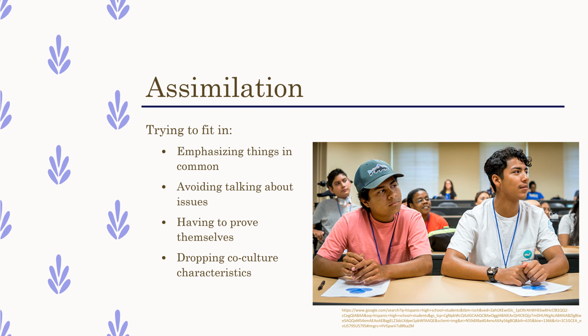Even though the Hispanics were technically the majority of the school itself, they were still the co-culture of the larger society and felt the same pressures described in the co-culture theory. They did things like emphasize the things that they had in common with the whites and avoid talking about racism at all. They also felt that they had to work a lot harder than the whites to prove themselves, and they worked to drop accents and avoid certain styles of clothing so that they could fit in better. All of these are behaviors that are associated with the assimilation strategy.